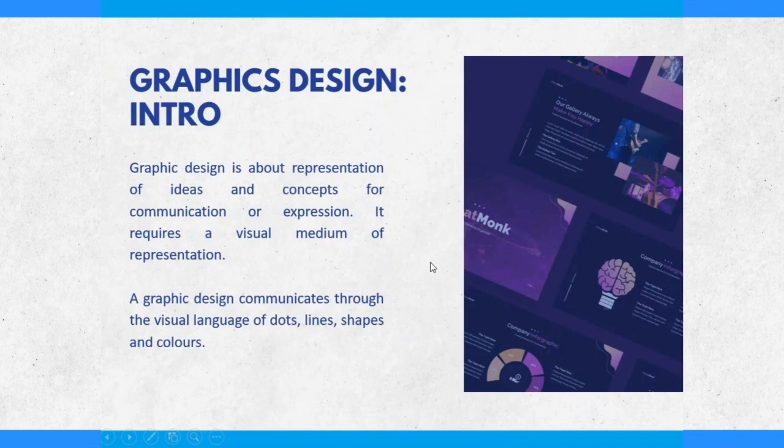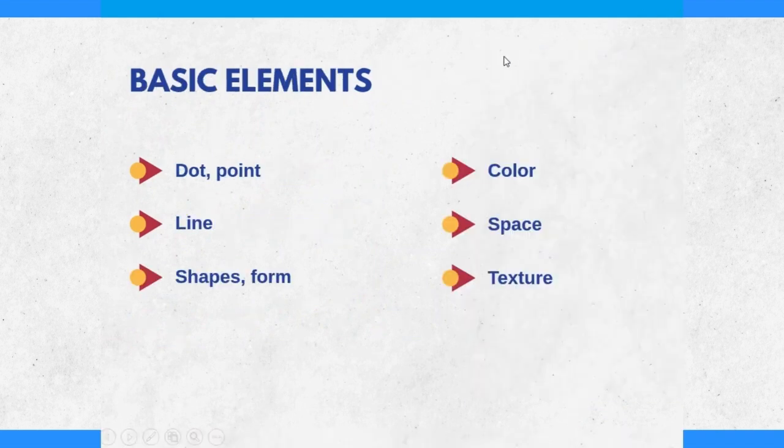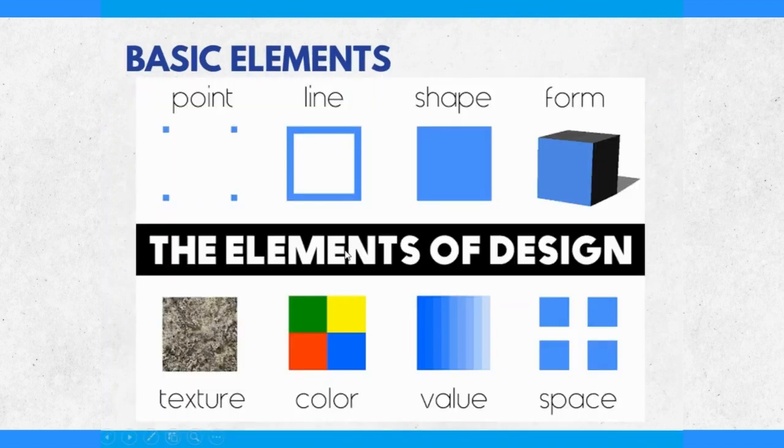Now, graphic design is about representing your ideas and concepts for communication. You require a visual medium to represent those ideas. You can do this through dots, lines, shapes, colors, and other elements in your design. When it comes to the elements of design, you have the basic element and the relational element. For basic elements, you have dots, colors, lines, shapes, forms, space, and texture, which you can include in your design. Now, these are examples of these basic elements.